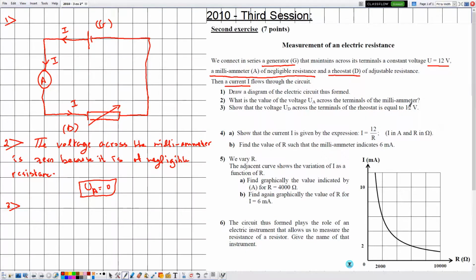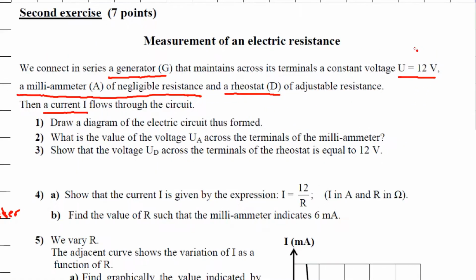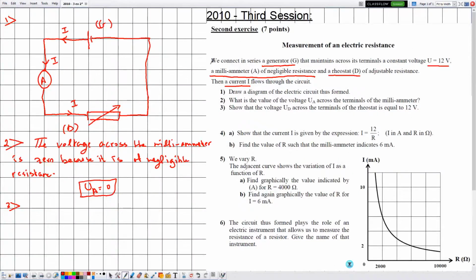Now in number 3 they are telling me to show that the voltage UD across the terminals of the rheostat is equal to 12 volts. Notice that the generator maintains across its terminals a constant voltage U equal to 12 volts. Then we know that the voltage across the battery is 12 volts and the voltage across the ammeter is 0. Then we can calculate the voltage UD across the rheostat using the law of addition of voltages. Then apply the law of addition.